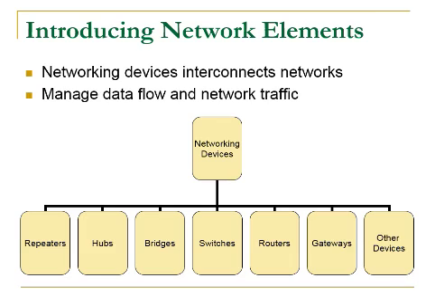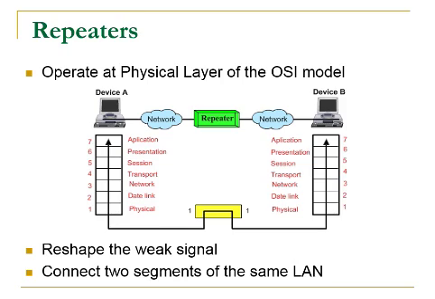The networking devices interconnect networks and manage the data flow and network traffic. These are the different networking devices like repeater, hubs, bridges, switches, router, gateway, and in the other devices category like router. Router is nothing but the combination of bridge and router, that is under another category. So firstly we will see what is repeater.